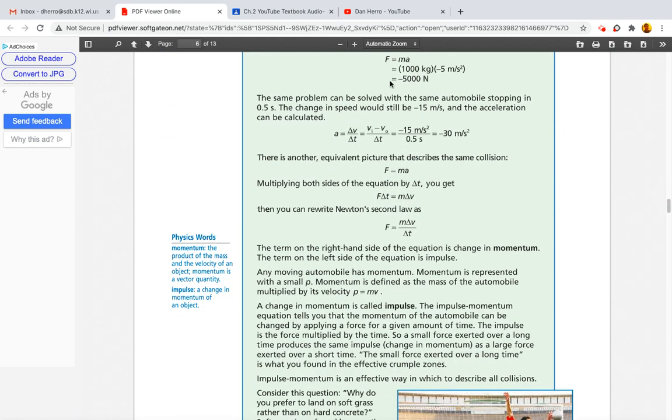Force equals mass times acceleration. So if you have a mass of 1,000 kilograms and an acceleration of negative 5 meters per second squared, then you get negative 5,000 newtons.